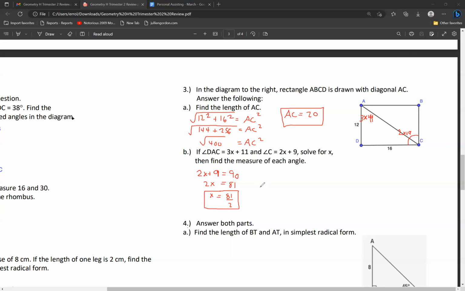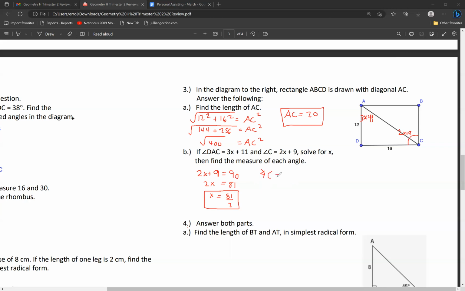I got a decimal. Yeah, it's 40.5, right? 40.5 is the same thing, right? Yeah. 40.5 is the same as 81 over 2. Now what do we do? Plug it in. Okay, so yeah, exactly.